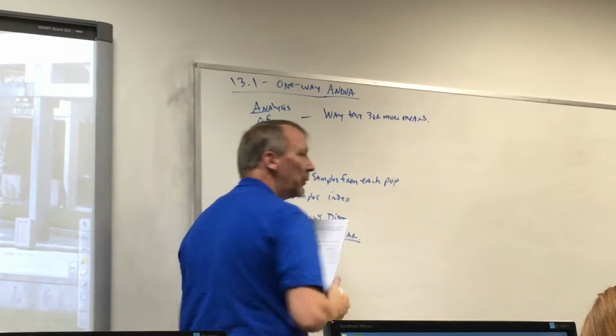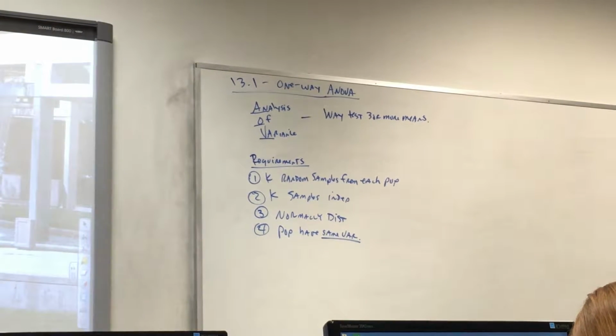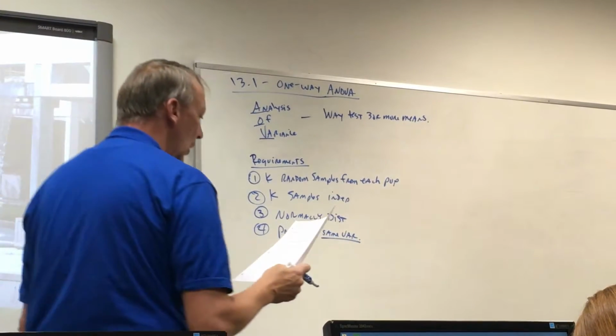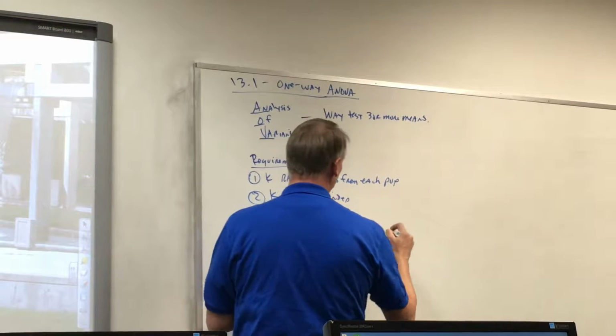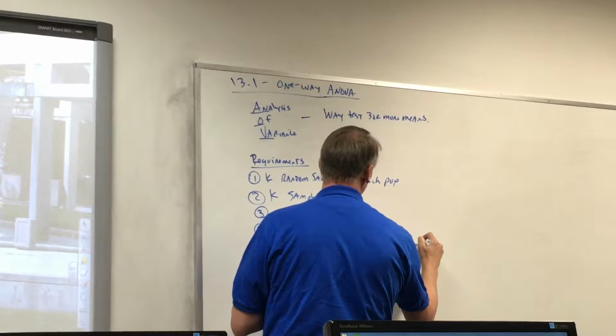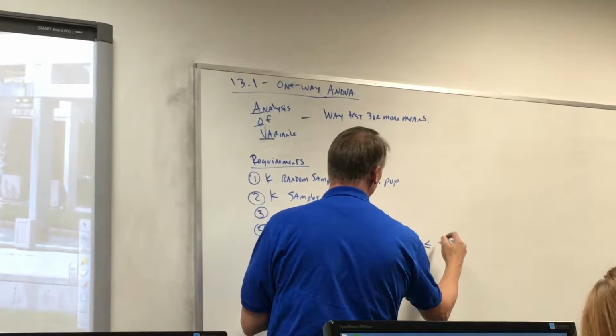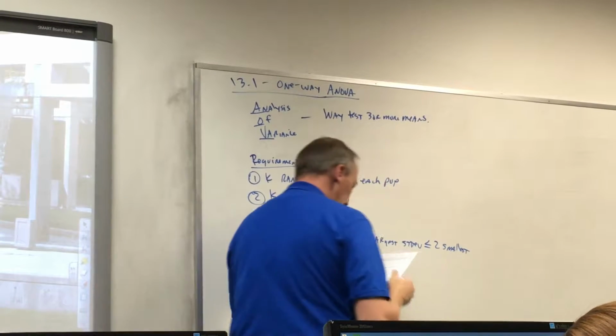Let's talk about what we mean by the same variance, because obviously they're not going to be identical. What we mean by the same variance is that the largest standard deviation is less than or equal to 2 times the smallest.